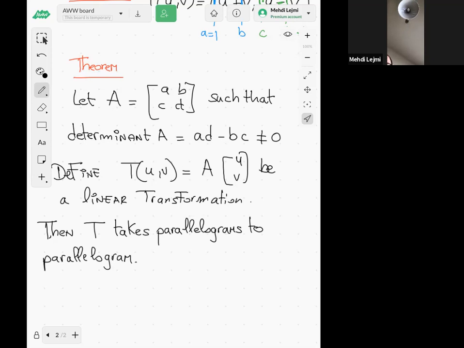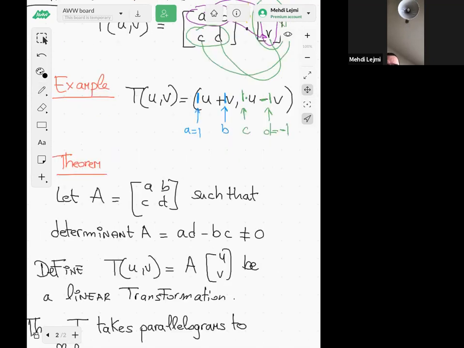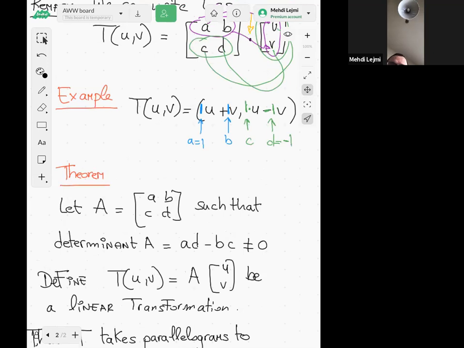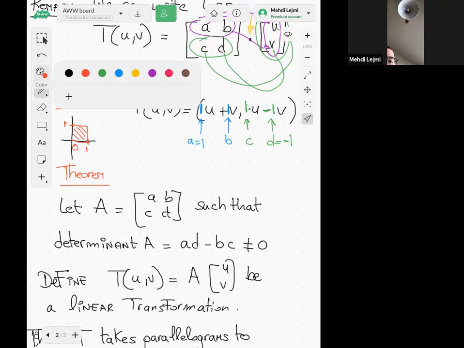Okay, remember, in this example with U plus V, U minus V, I think we tried to find the image of the square. Remember, we had this square, 0, 1, 0, 1. This is 0, 1 here, 0, 1. And then the image by the transformation T was also a square, right?